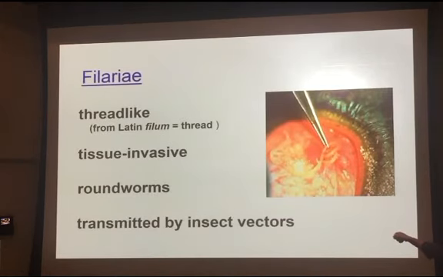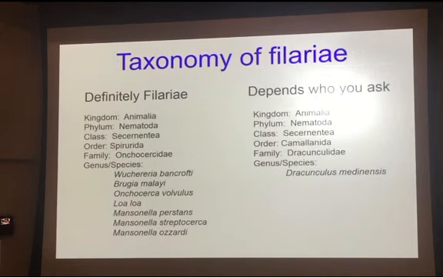Filaria comes from the Latin root filum, like a filament, because they are thin, they're thread-like. So they're thread-like, tissue invasive, round worms transmitted by insect vectors, and these are the organisms that cause it. The first two are the causative agents of lymphatic filariasis. Onchocerca causes river blindness. Loa is the African eyeworm, where the worm actually goes across the front of the eye, but it doesn't cause blindness. It's just annoying. And then there are Mansonella infections.